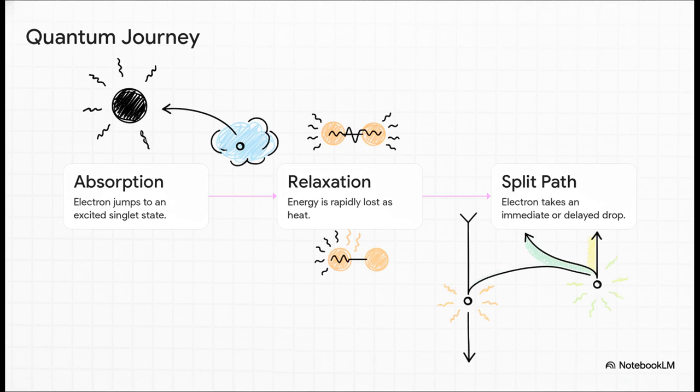Finally, step 3 is where things get interesting, the split path. That excited electron has to return to its ground state, and it basically has to decide, do I drop down immediately and create a flash of fluorescence, or do I take a weird, delayed route to create phosphorescence?